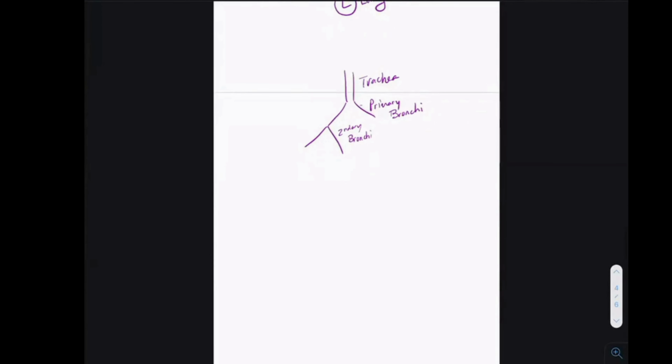Okay, so let's just go down a little bit just for the sake of space. So here's your trachea. Remember, this is your windpipe. So this is where air comes into your body. Trachea is going to split into, we'll say, primary bronchi. Some places will call them main bronchi. All right, so then these primary bronchi are going to split into secondary bronchi. All right, and then what do you think secondary bronchi split into? They split into tertiary bronchi.